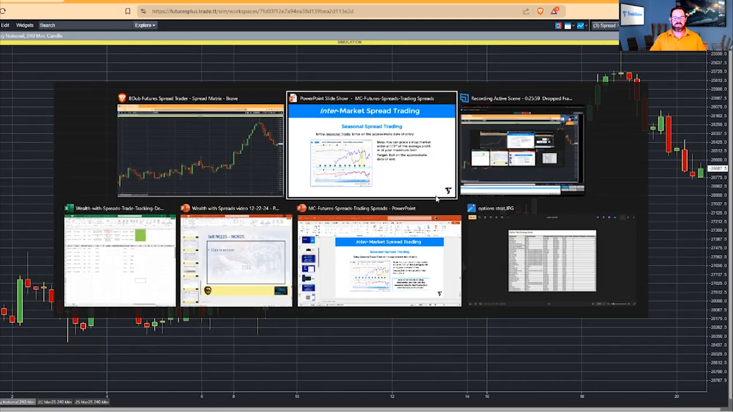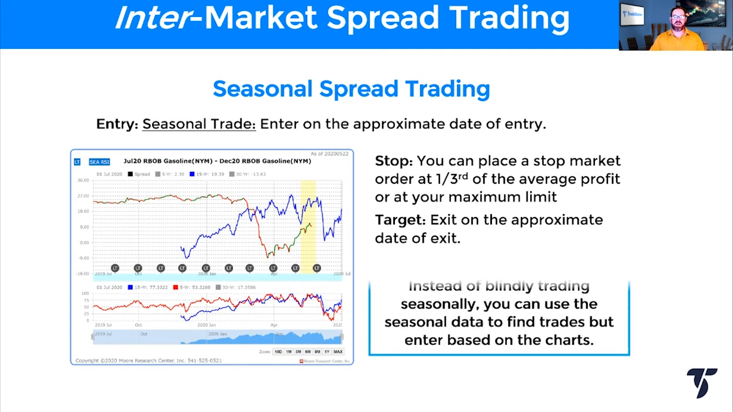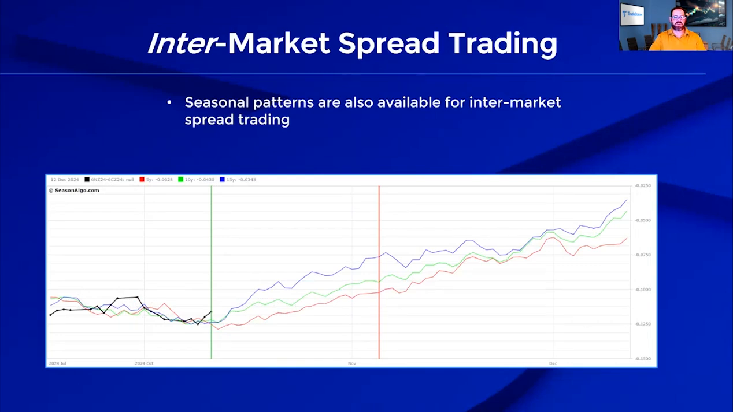So seasonal spread trading, there are seasonal spreads on a lot of these different commodity spreads. And you can use that data to find better opportunities out there, but then use technical analysis to kind of narrow down the entry and exit and get better entries and exits for yourself, better pricing. So there are seasonal patterns. They're available on intra-market and inter-market. This happens to be Kiwi versus the Loonie currency spread. Looking at them moving against each other there.